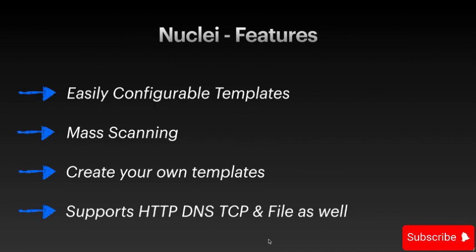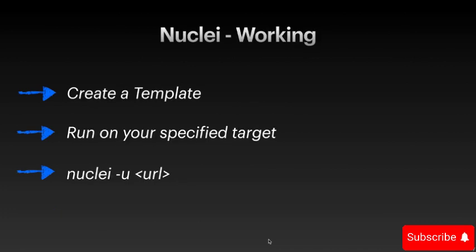What are some of the features of this tool? As I said, we can quickly customize and write templates on the fly, which can be used for vulnerability identification and mass hunting on different bug bounty programs as well. You can create your own templates that you can also use in CI/CD pipeline in your organization too. Nuclei also supports HTTP, DNS, TCP, and file-based templates as well.